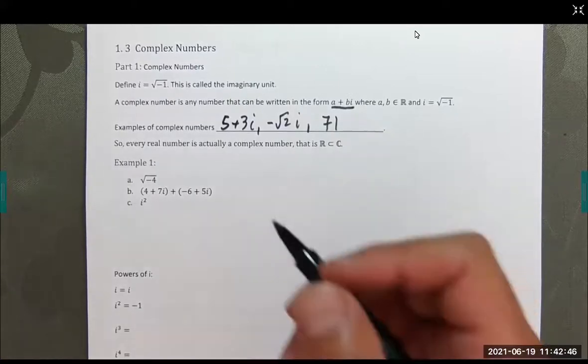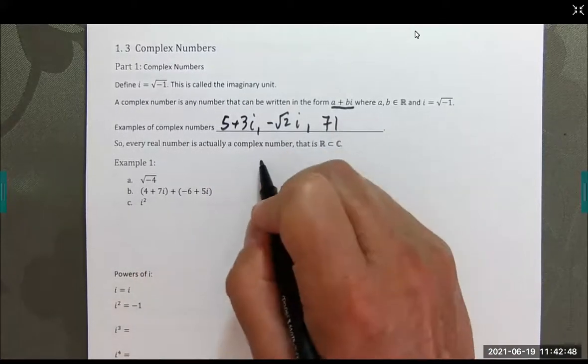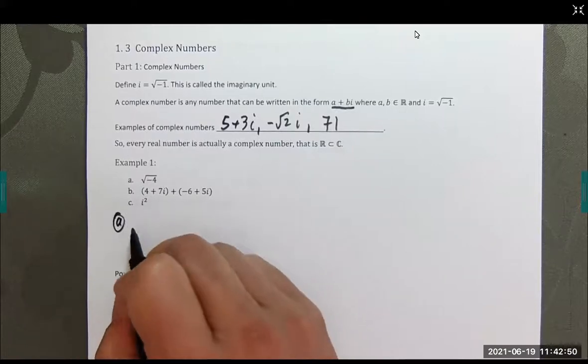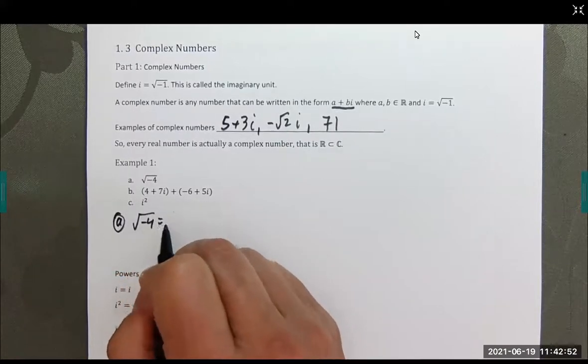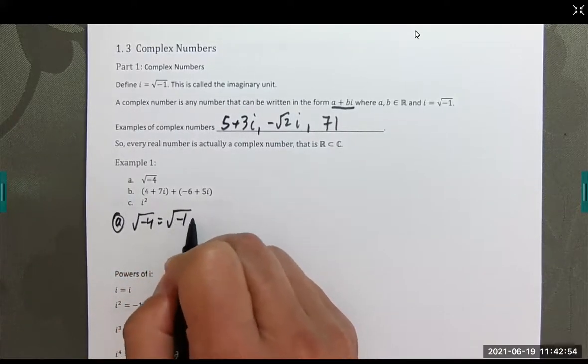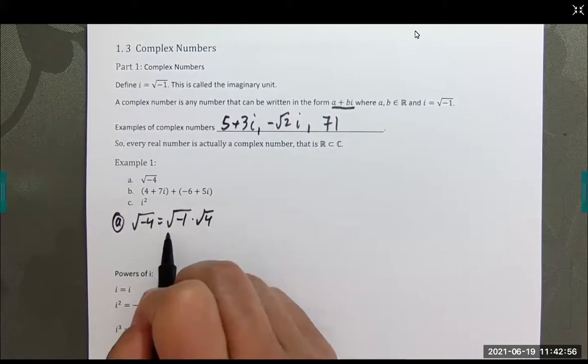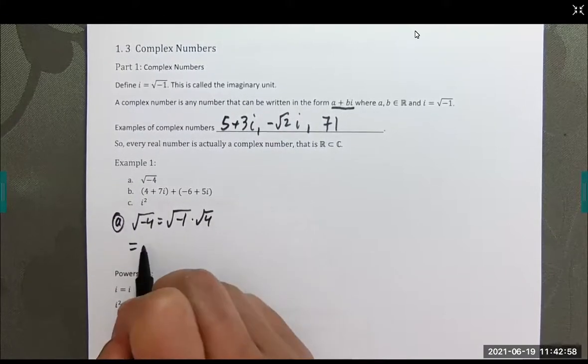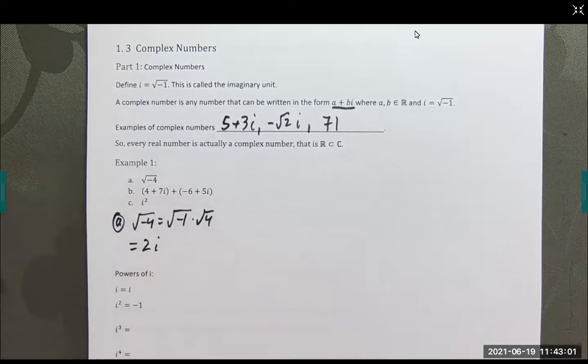And so here are some examples. For a, what we can do, we can actually rewrite it. We know that's i, and that's 2, so this becomes 2i.